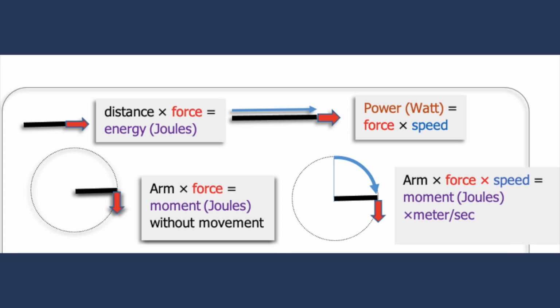So in linear speed and linear movement of force, distance multiplied by force equals the energy. The power is force multiplied by speed, as we said. In moment, the movement turns. Arm multiplied by force equals the moment. It is joules also, without movement.